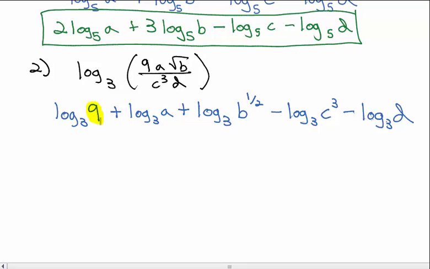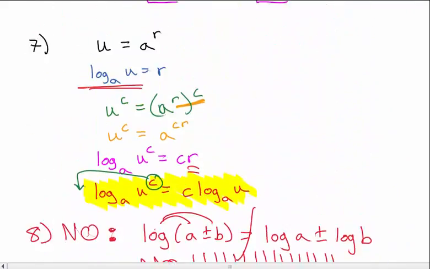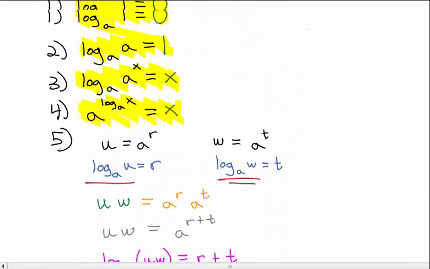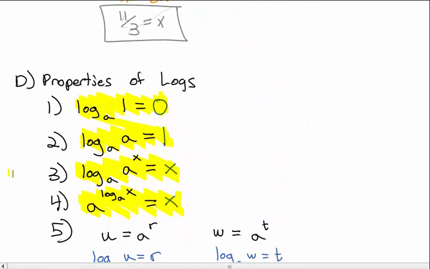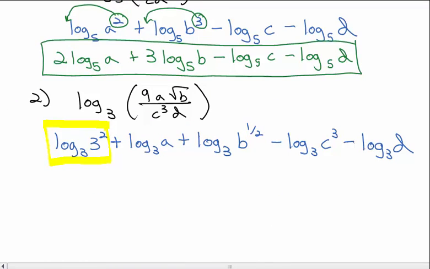One more piece I want to play with is that 9. If we were to factor the 9, that would be 3 squared. Which is interesting because this now, log base 3 of 3 squared, is one of our properties that we saw at the very beginning of our properties discussion. Number 3, if the base matches the base, the answer's the exponent. So log base 3 of 3 squared, the answer is the exponent of 2.